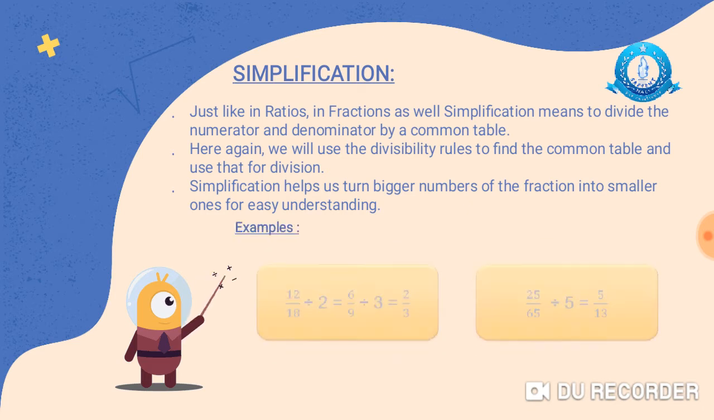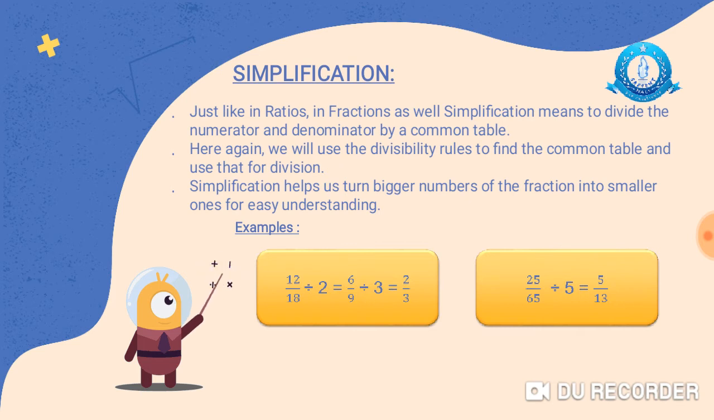Let's discuss 2 examples over here. Our first question is 12 upon 18. By looking at these numbers, I can see that both the numbers are ending with an even number. So they will be divided by 2 times table. 12 divided by 2 will give us the answer 6 and 18 divided by 2 will give us the answer of 9. 6 upon 9 is our new fraction.